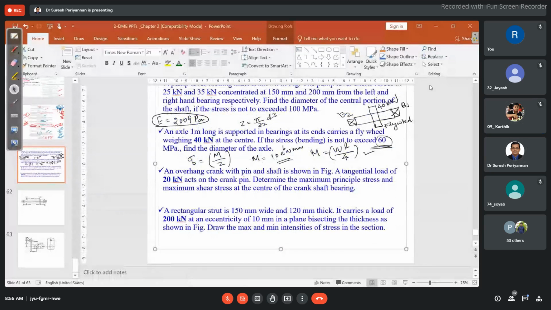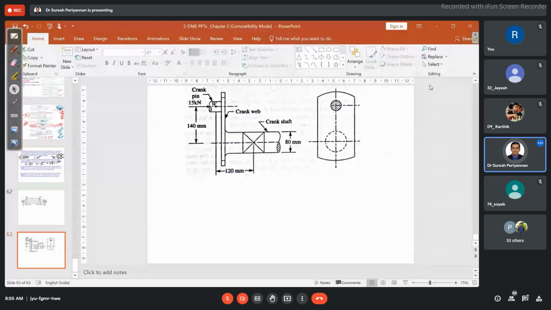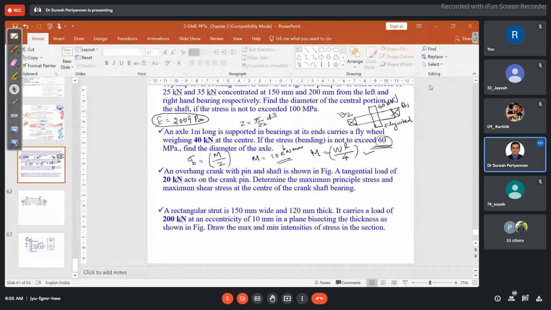Now come to the third problem. An overhang crank with a pin and shaft as shown in the figure. This is somewhat a different problem. Crank and pin. The tangential load of 20 kilonewton acts on the crank pin. Determine the maximum principal stress and the maximum shear stress at the center of the crankshaft bearing. This is also a good problem. The remaining things are given in the figure.